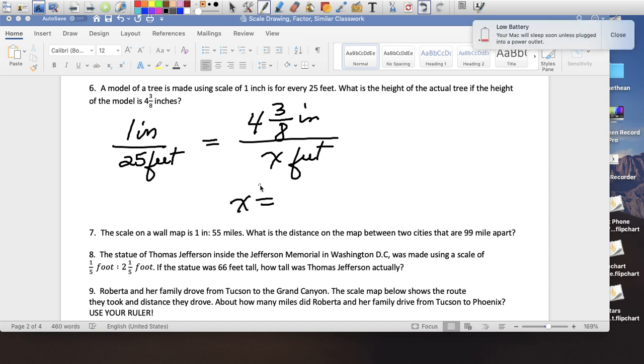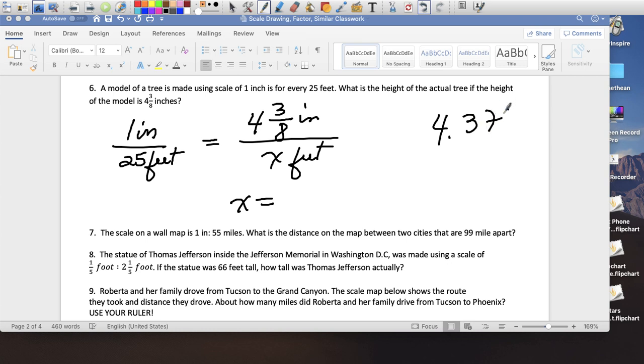hang on a second, 4 3/8. So 4 3/8 can be written as 4.375, and I'm only doing that because my calculator deals fractions. So I'm going to multiply that times 25. 4.375 times 25, and in actuality, that tree is, well, we round it to the nearest hundredth, 109.38 feet tall.